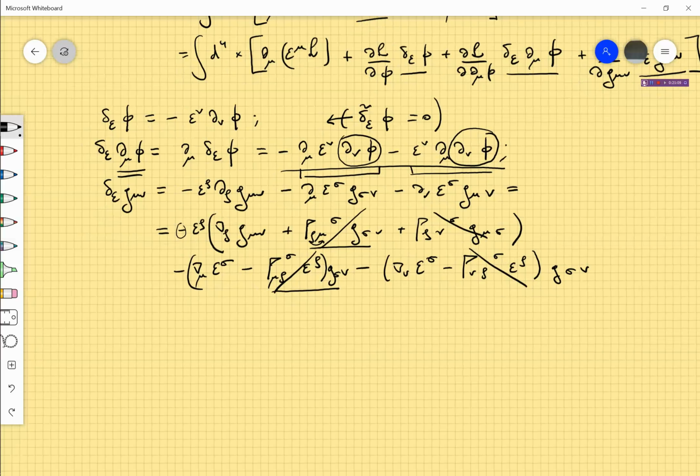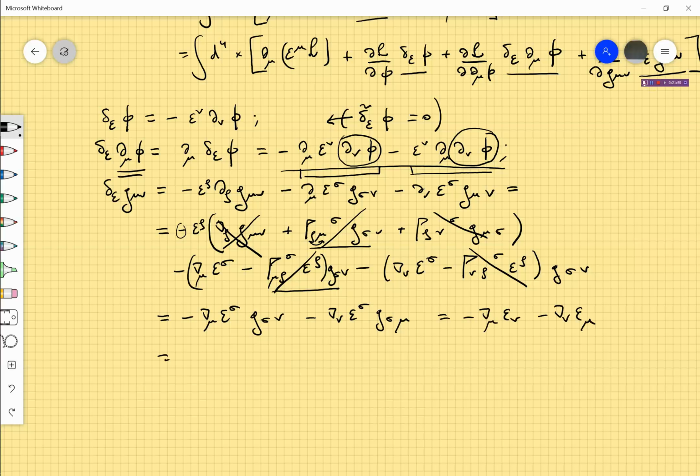So the first thing is that I can replace these partial derivatives by covariant derivatives, and because I am using the Levi-Civita connection, this term vanishes automatically, and I am left with these two things, epsilon sigma, g sigma nu, and they interchanged. Okay, I can now lower the indices using the metric because the connection is metric compatible, and then I get minus nabla mu epsilon nu minus nabla nu epsilon mu, as you will often see it.